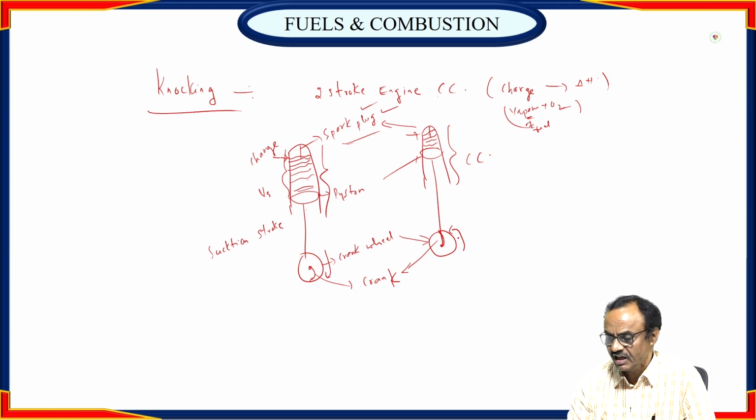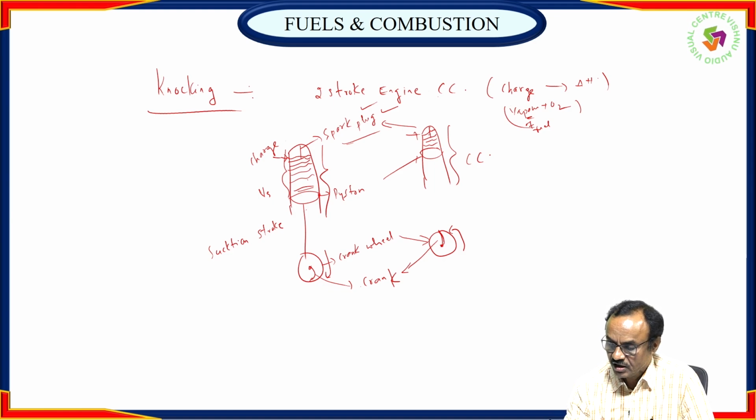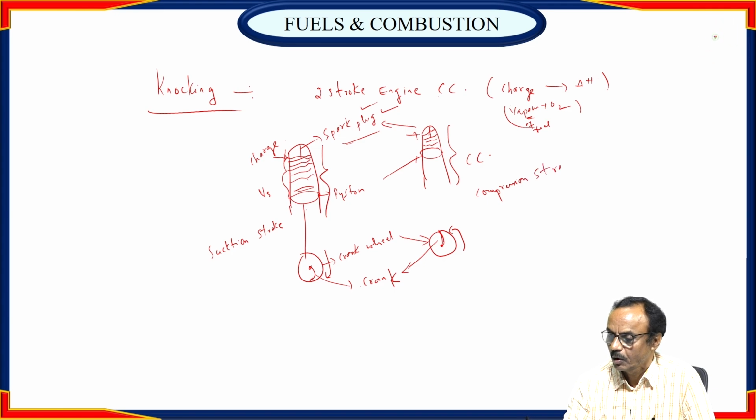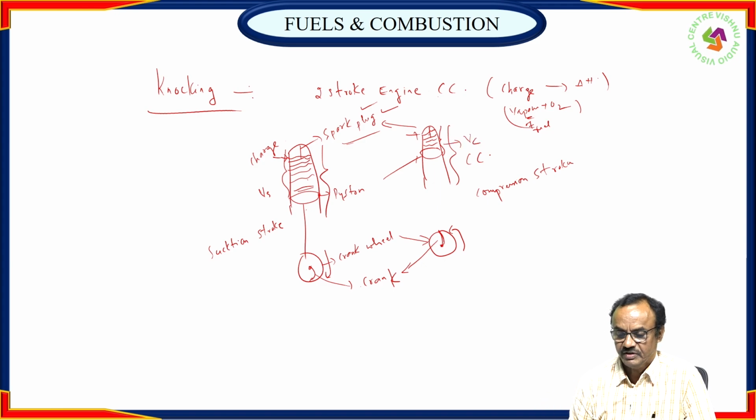When the crank wheel rotates anti-clockwise, the piston moves upwards and compresses the charge. Therefore, the stroke done by the piston is called the compression stroke. The volume of the charge at the end of the compression stroke is represented by Vc. So the piston makes two strokes every cycle, and this engine is called a two-stroke engine.